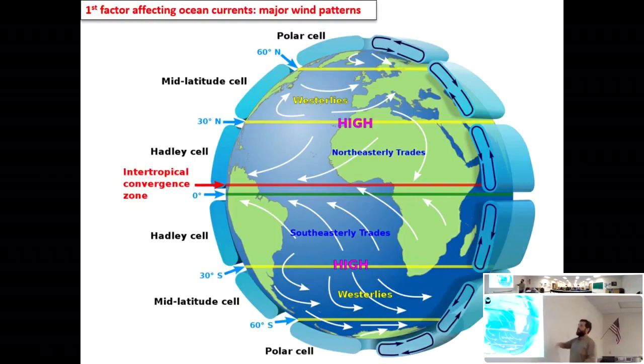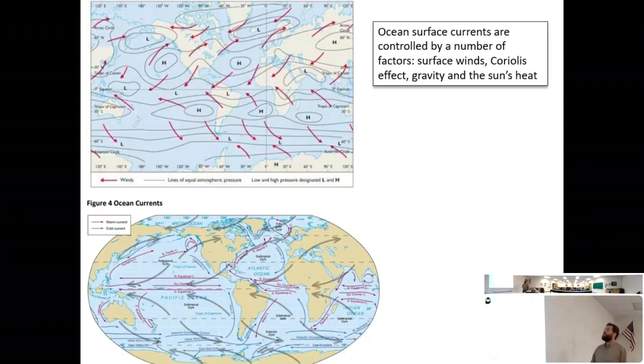So what are the trade winds? The trade winds are the winds blowing near the tropics, from the tropics to the equator, and they're blowing from the east to the west, pardon me. What are the westerlies? The westerlies are the winds at higher latitudes, maybe centered around 40 to 50 degrees north and south, and they are blowing from the west to the east, the opposite direction of the trade winds. Those are the big major wind belts that are driving the currents. So ocean surface currents are controlled by a number of factors: surface winds, Coriolis effect, gravity, and the sun's heat is another thing that's going to play a role here, and we'll see how all this plays out.